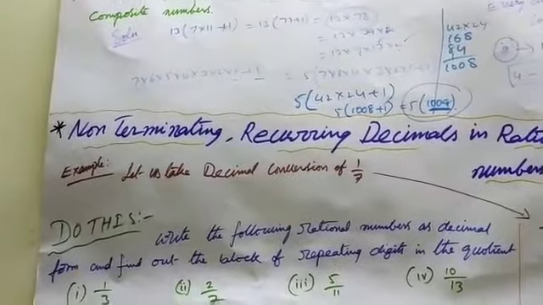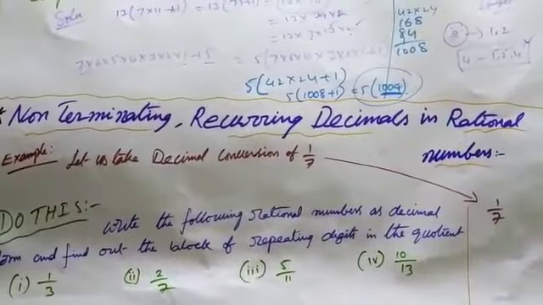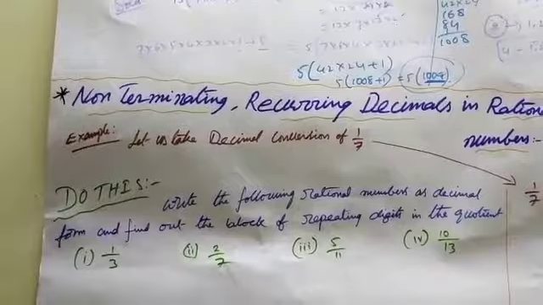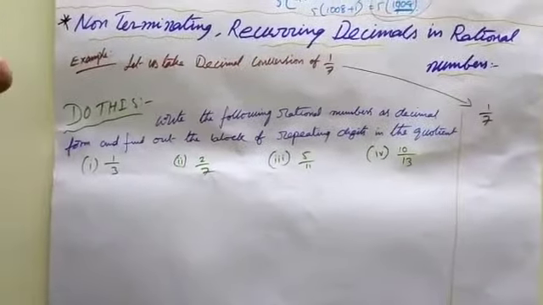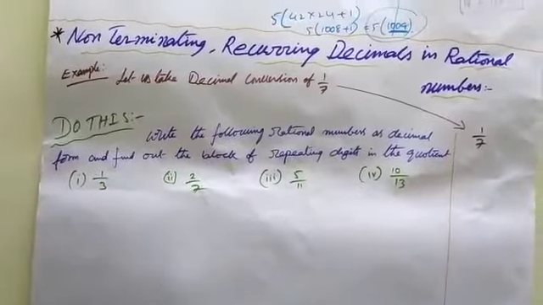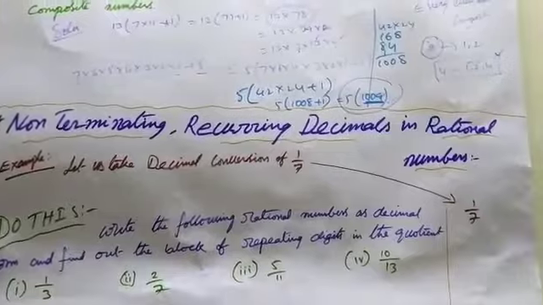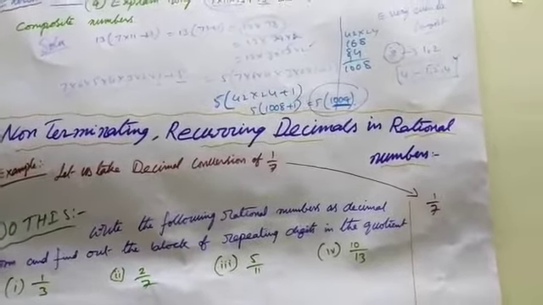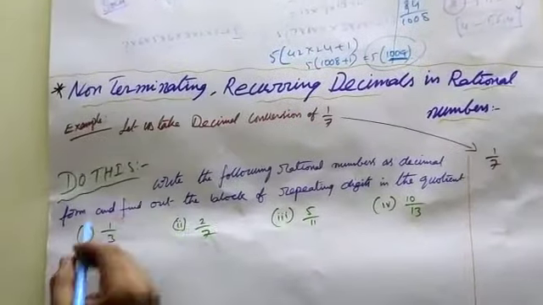Next, go to non-terminating recurring decimals in rational numbers. What is the meaning of non-terminating? The remainder is not 0. Non-terminating and recurring decimals: recurring decimals in rational numbers are repeating, and not repeating.